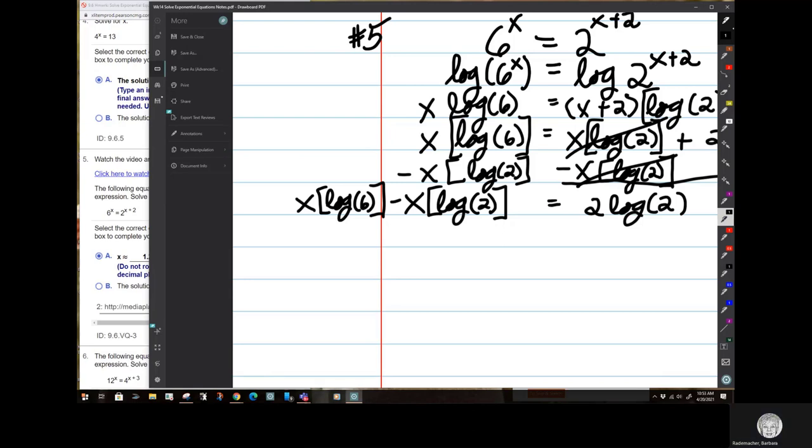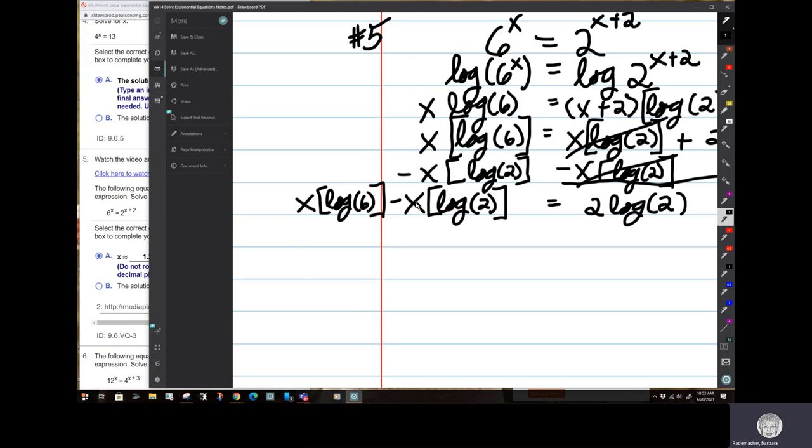Why? Because it's not just that I want to, it's that I have to. If I'm going to solve for x's, I have to get my x terms together on one side of the equal sign and my number terms together on the other side of the equal sign. Okay, here, now watch.